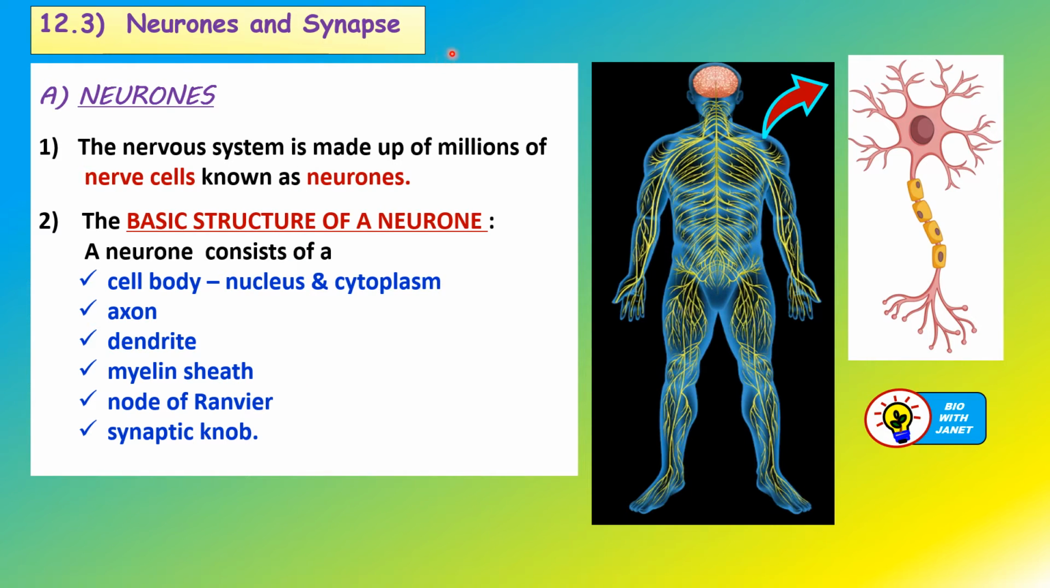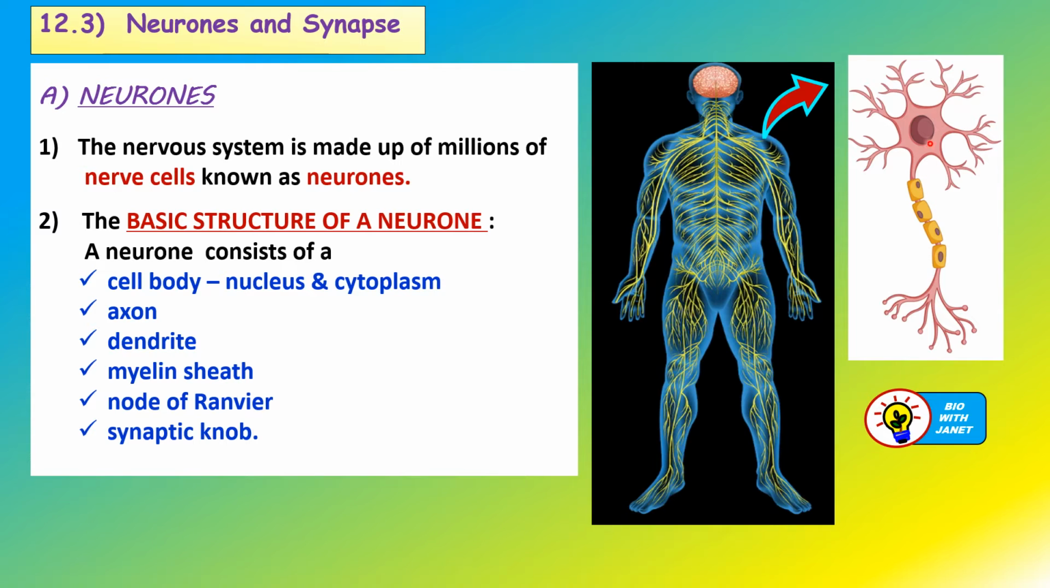So 12.3 Neurons and Synapse. Firstly, we're going to discuss neurons, and then after that, we'll discuss the synapse. Now, the nervous system is made up of millions of nerve cells known as neurons. So a neuron is a cell that's very specialized. It is a nerve cell and it's very specialized. And what's the basic structure of a neuron?